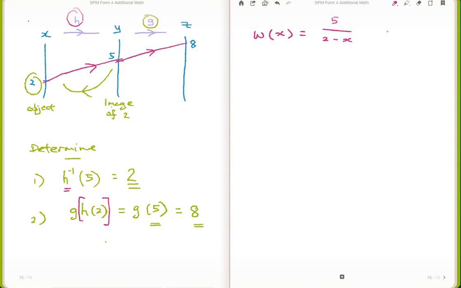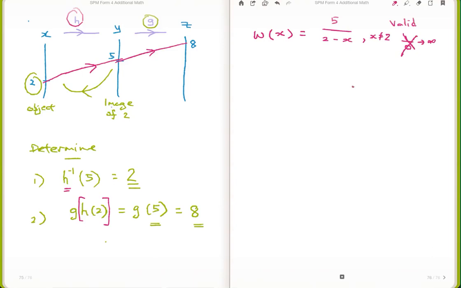Please be aware that in order for this equation to be valid, your denominator cannot be 0. There's no way it can be 0. So therefore, x can never be equal to 2, because 1 over 0 is infinity. You can't do that here.